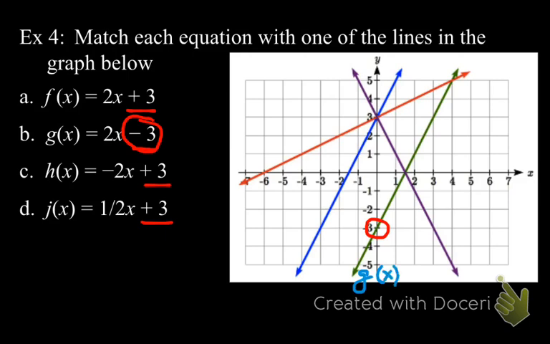I suppose I could use the correct colors. Why don't I do that? I'm going to use the correct colors here. So green, g of x.